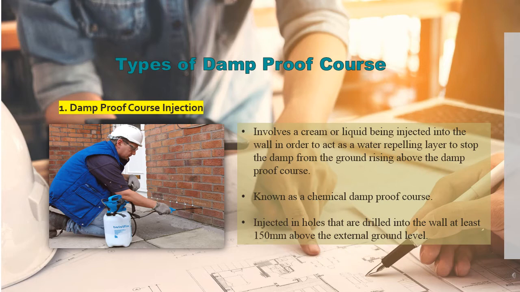First, damp-proof course injection. This system involves a cream or liquid being injected into the wall in order to act as a water-repelling layer to stop the damp from the ground rising above the damp-proof course. This is commonly known as a chemical damp-proof course. The system is injected in holes that are drilled into the wall at least 150 mm above the external ground level.